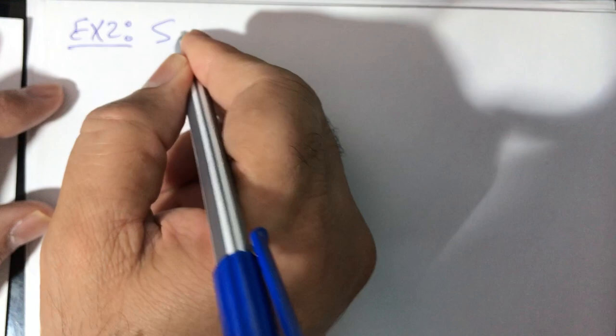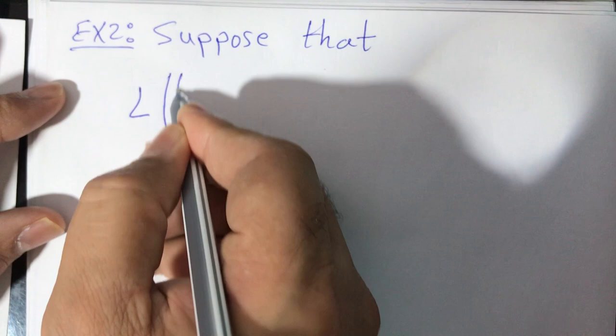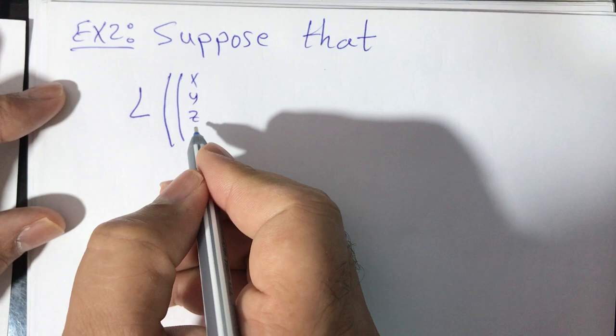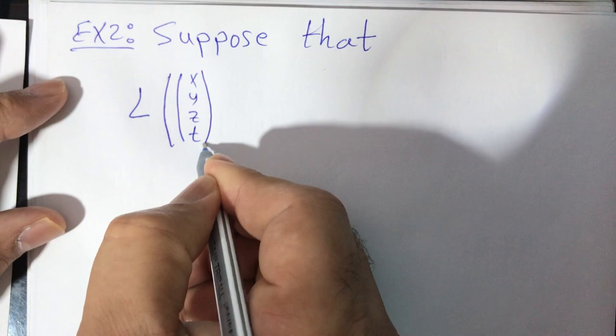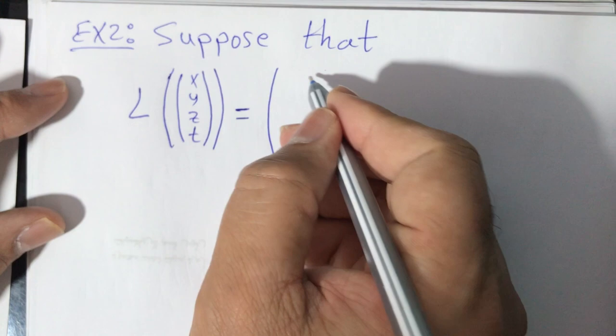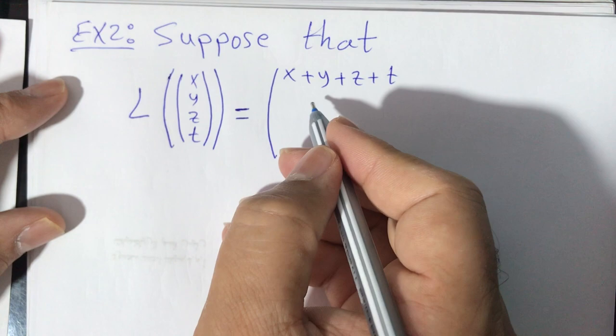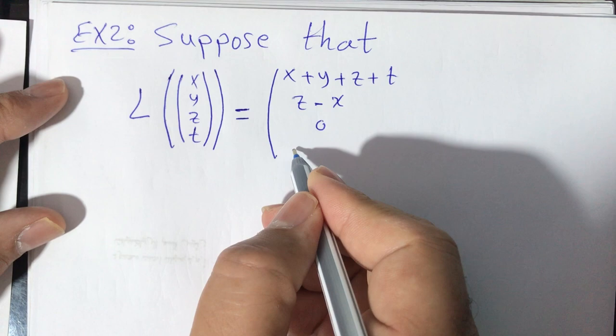Suppose that L of (x, y, z, t) is equal to (x plus y plus z plus t, z minus x, 0, minus z plus 3t).